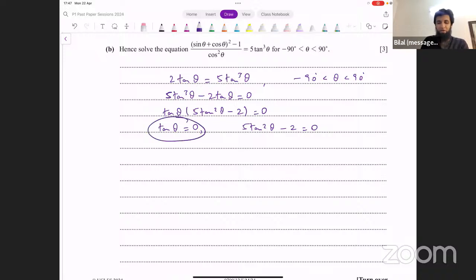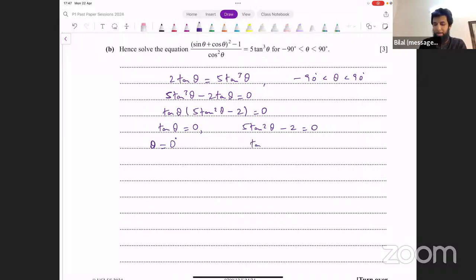Now let's look at the first one. Tan theta equals 0. When is tan theta 0 in this interval? You could think of the graph if you want. It's when theta equals 0 degrees. That's one possible answer that you're getting. Because at 90, it goes towards infinity. At minus 90, it goes towards negative infinity. So at both minus 90 and plus 90, it's undefined. All right. So theta equals 0. What about the other equation?